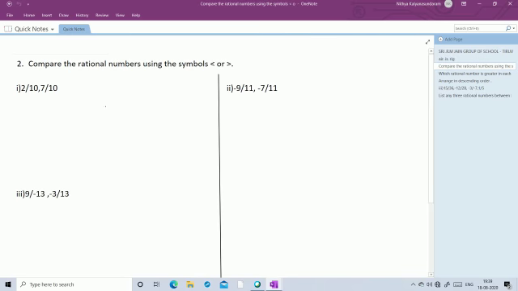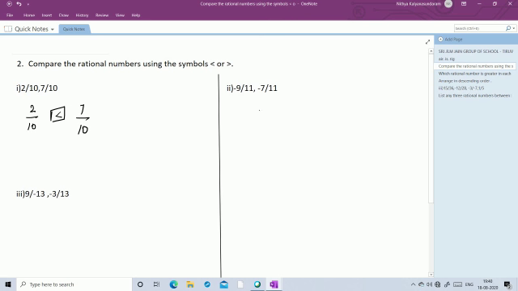Next question, compare the rational numbers using the symbol greater than or less than. Before you compare, check whether the denominators are same. Once the denominators are same, compare the numerators alone. Always we know compared to negative, positive is greater, and compared to 0, negative is smallest in rational numbers. So 2 by 10 and 7 by 10. Here the denominators are same, so compare the numerators 2 and 7. 7 is greater. So the answer is 7 by 10 is the greater rational number.